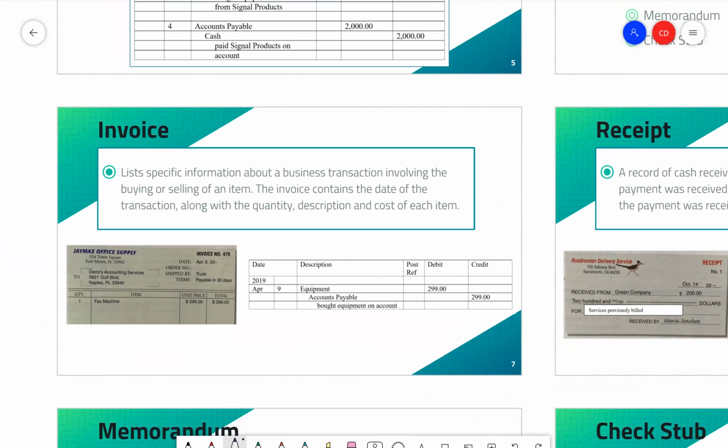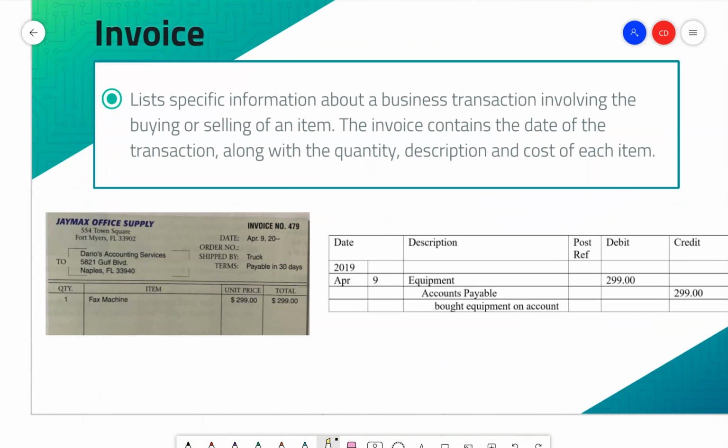Okay, so here's our first one. This is an invoice. Invoices list specific information about a business transaction involving the buying or selling of an item. The invoice contains the date of the transaction along with the quantity, description, and cost of each item. When you're looking at source documents, the first thing you need to do is figure out if you're receiving the document or sending it out. In this case, the name of our company is Dario's Accounting Services. If I zoom in, you can see that right here. So we are receiving this invoice.